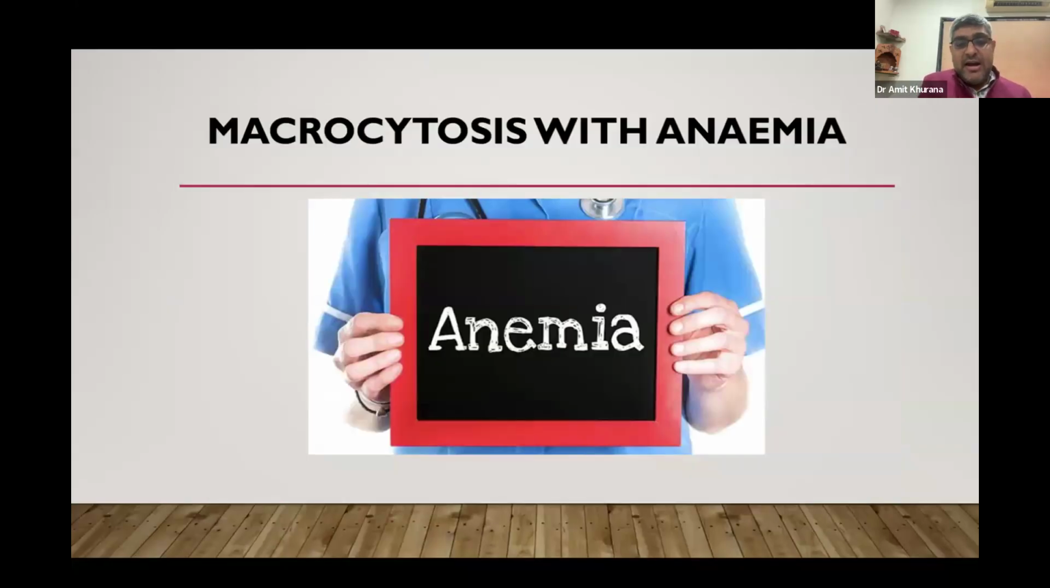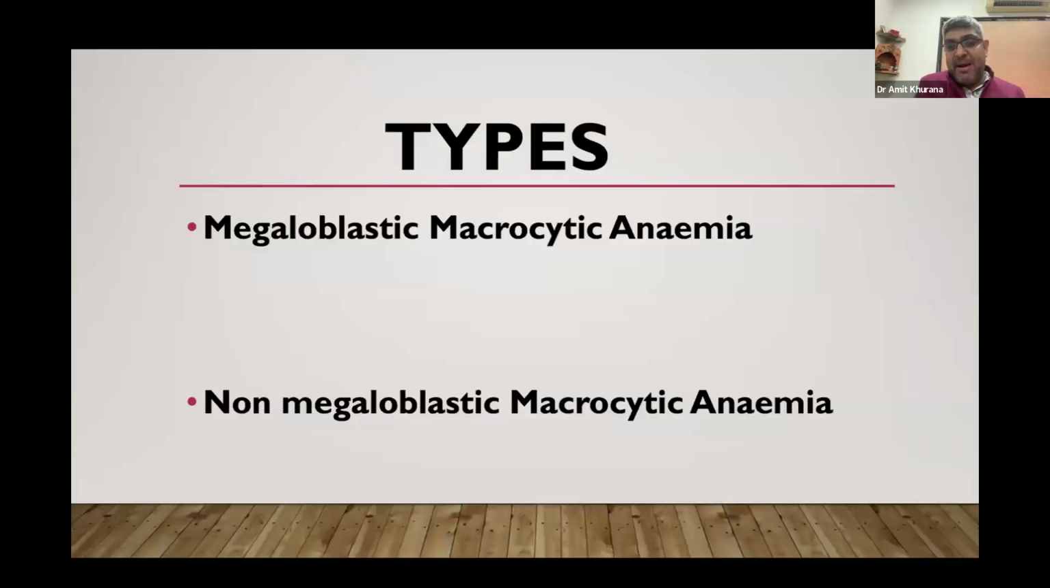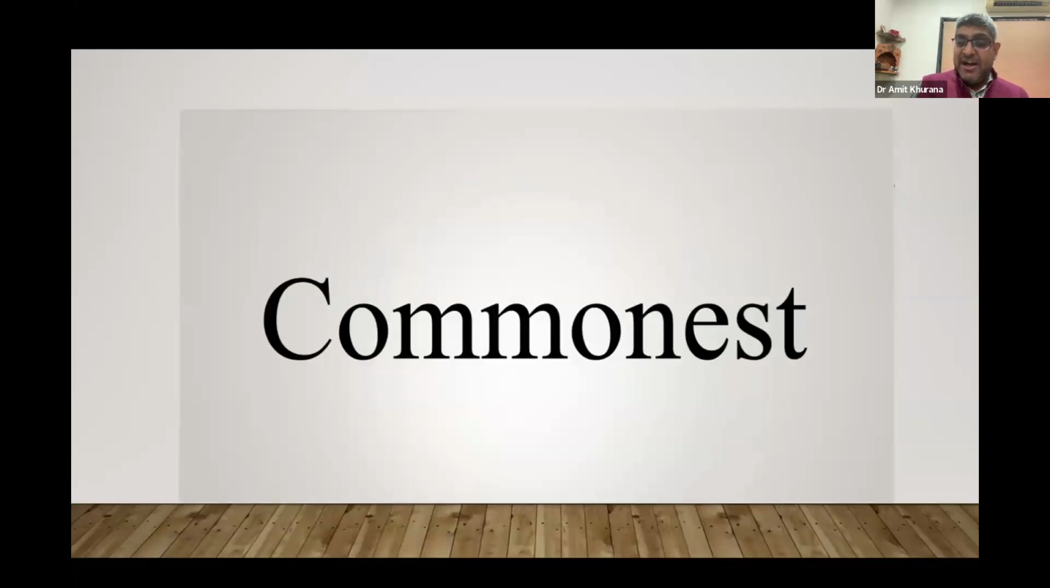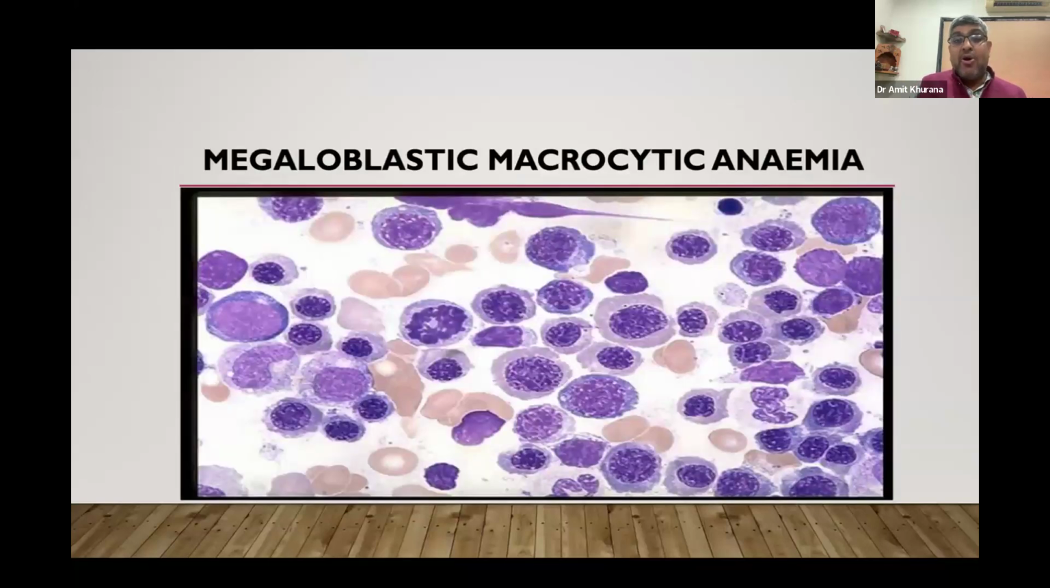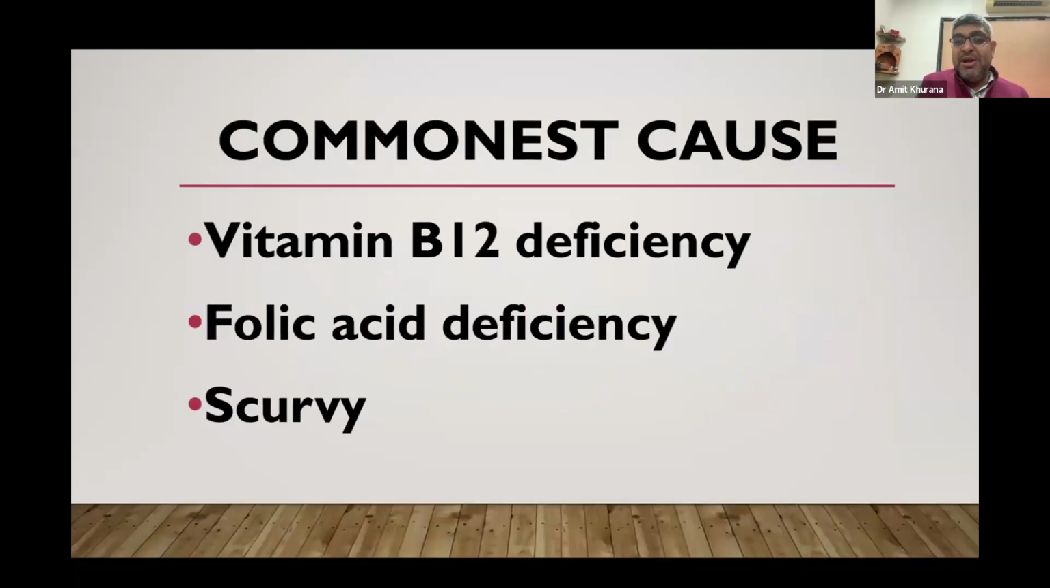Next is the category of macrocytosis with anemia. Here you've got two top types: are we dealing with megaloblastic macrocytic anemia, or non-megaloblastic macrocytic anemia? The commonest one we get in our day-to-day practice is megaloblastic macrocytic anemia. The commonest causes of megaloblastic macrocytic anemia are B12 deficiency, folic acid deficiency, and scurvy.